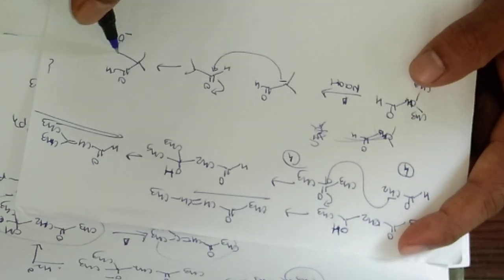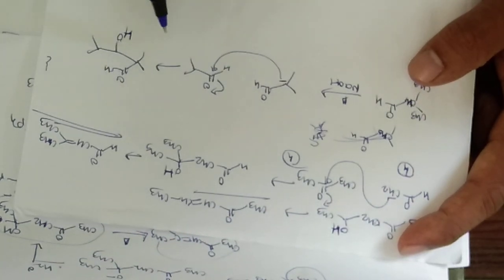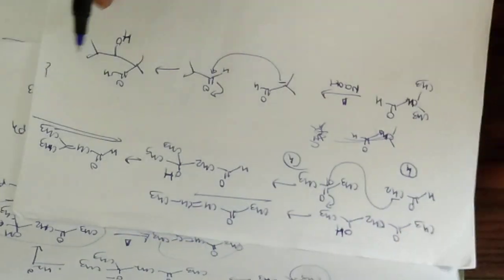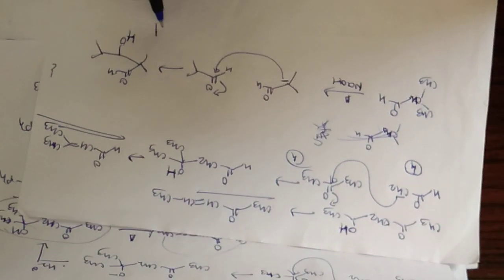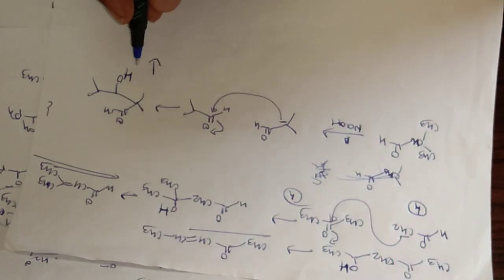O minus, this will come after work up, OH will be formed. Now if you see here, I'm writing the product neatly. If you see here, how can I write this?